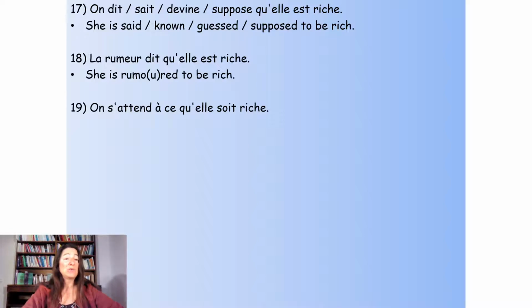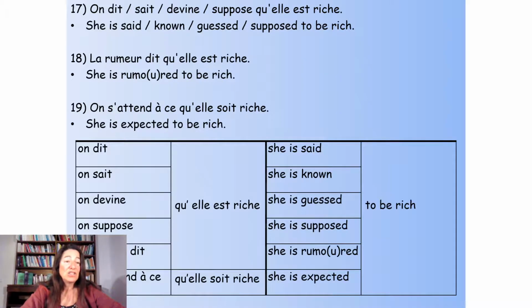On s'attend à ce qu'elle soit riche. It's becoming easier and easier to see on here, and then you remember s'attendre à ce que quelqu'un fasse quelque chose ou soit quelque chose. Expect somebody to do or be something, and then the passive voice and the subject of the passive voice is going to be elle. Okay, yeah, let's translate. She is expected to be rich.